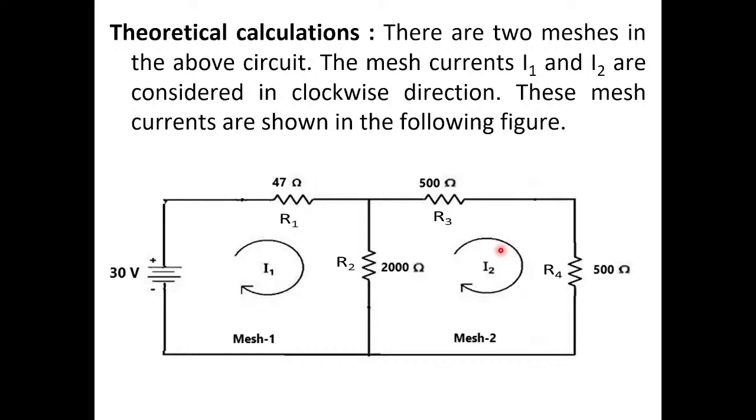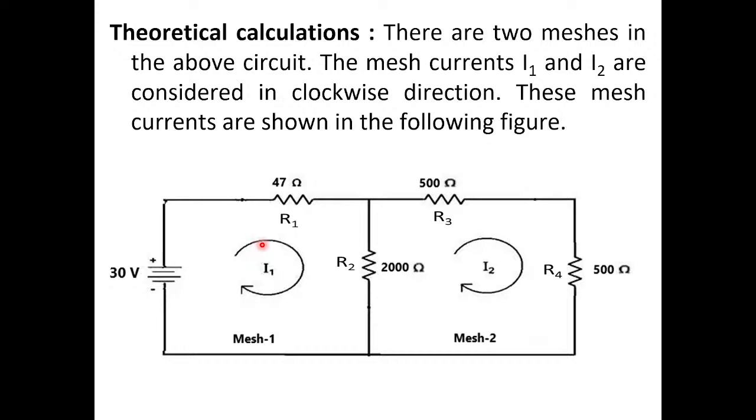In which direction have I assumed the loop currents here, clockwise or anti-clockwise? You just mention in the chat box. If you carefully observe, both are in clockwise. So these loop currents you can assume in any direction that you want.